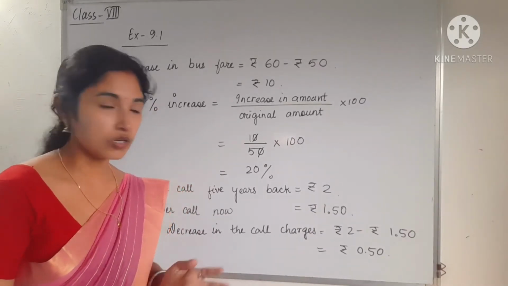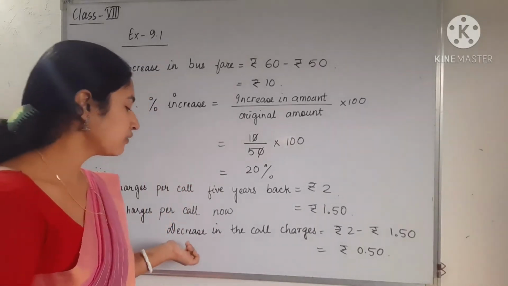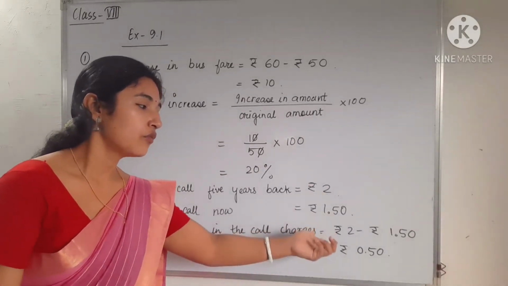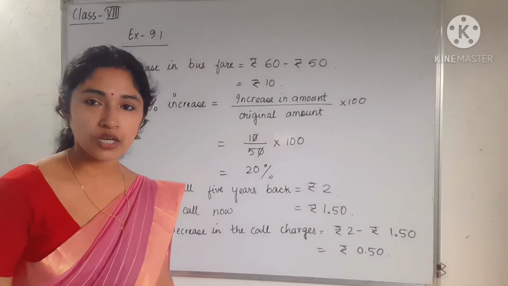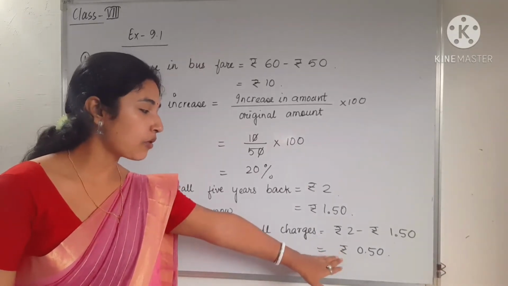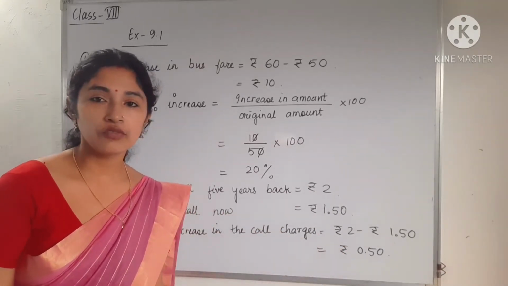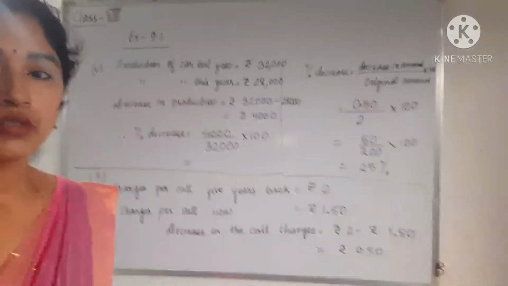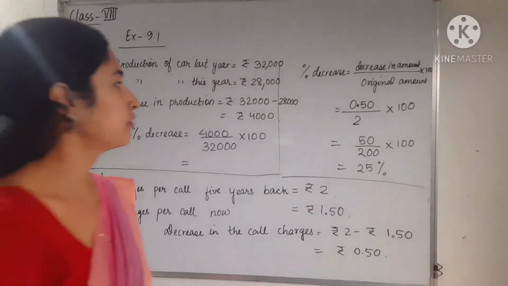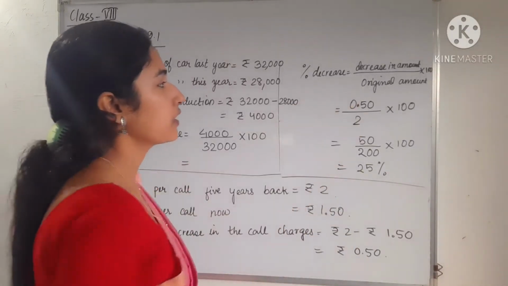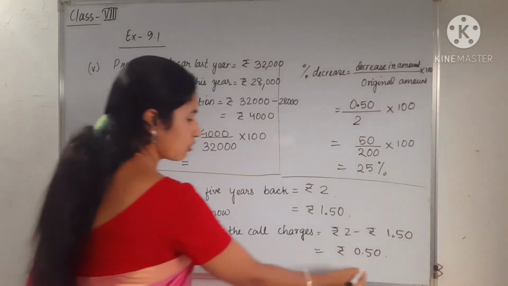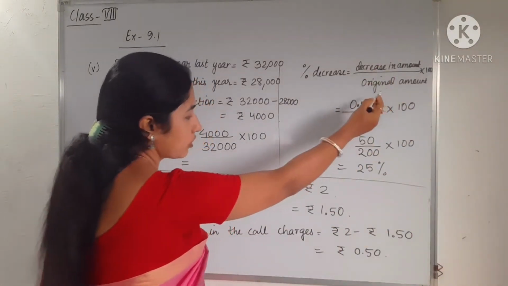call charges. Okay, so that means first of all we have to find the decrease in the call charges. We have to do subtraction for finding that change. So the decrease in amount will be what? 0.50. So now we have to find the percentage decrease. So see students, here percentage decrease will be decrease in amount by original amount. So decrease in amount was 0.50. You have to divide by the original amount.